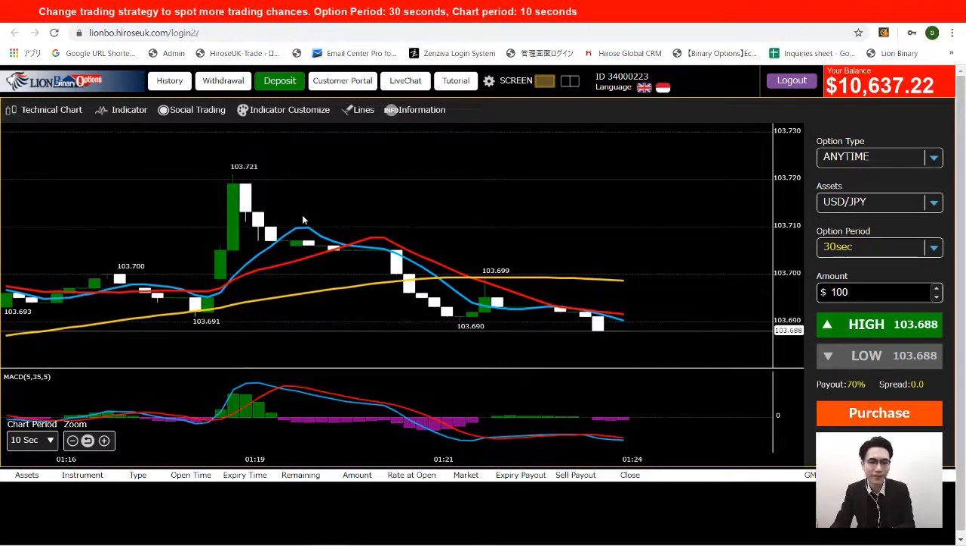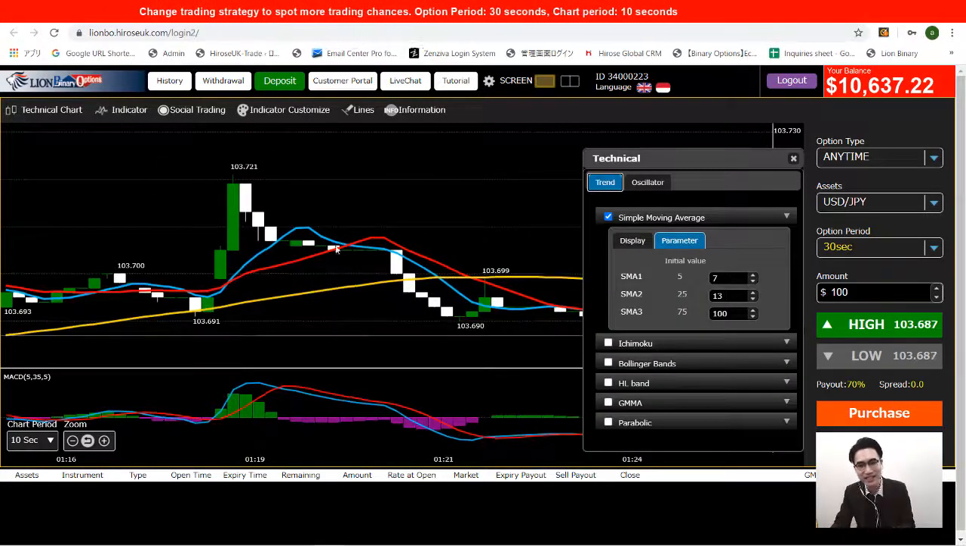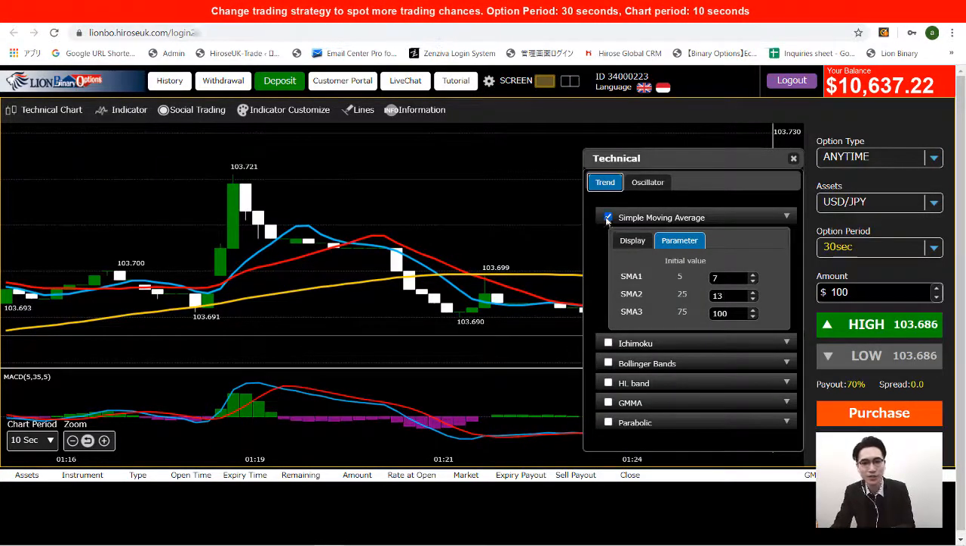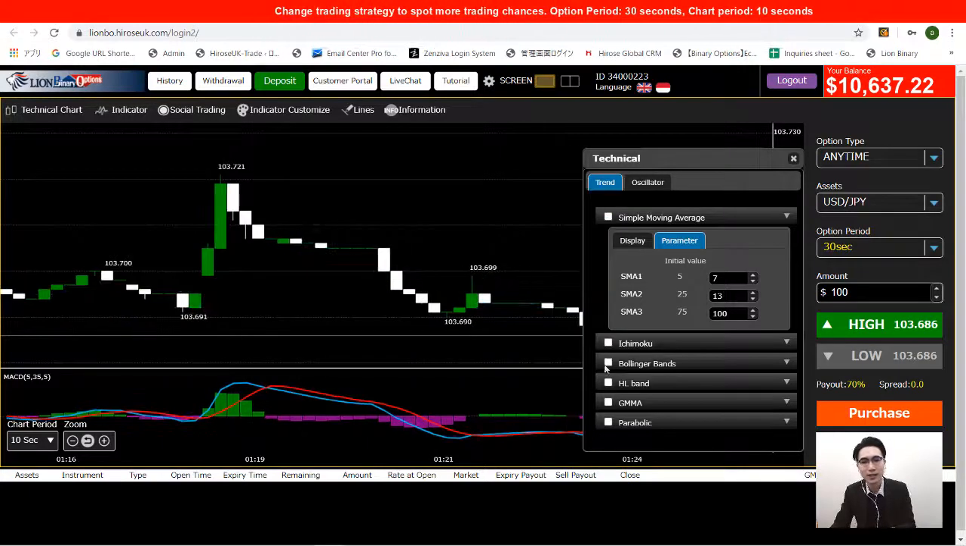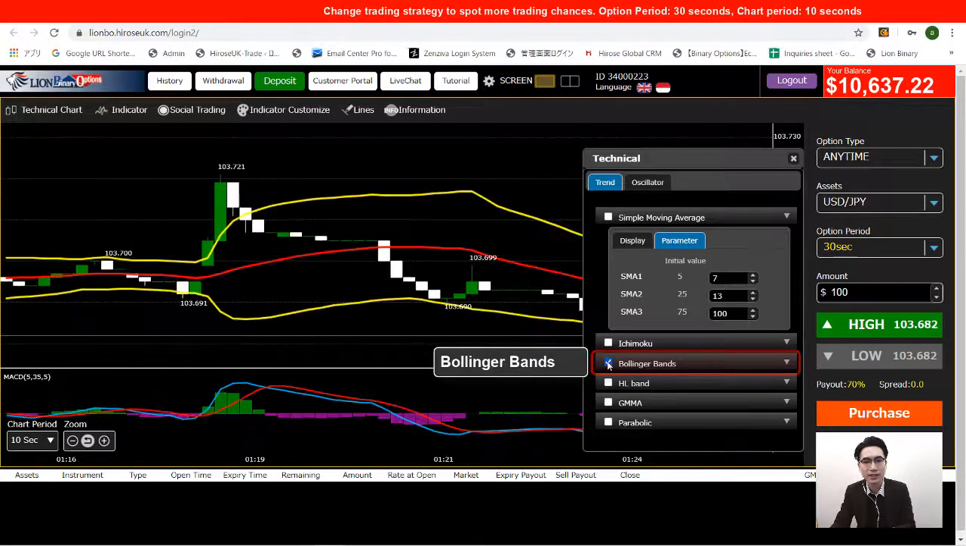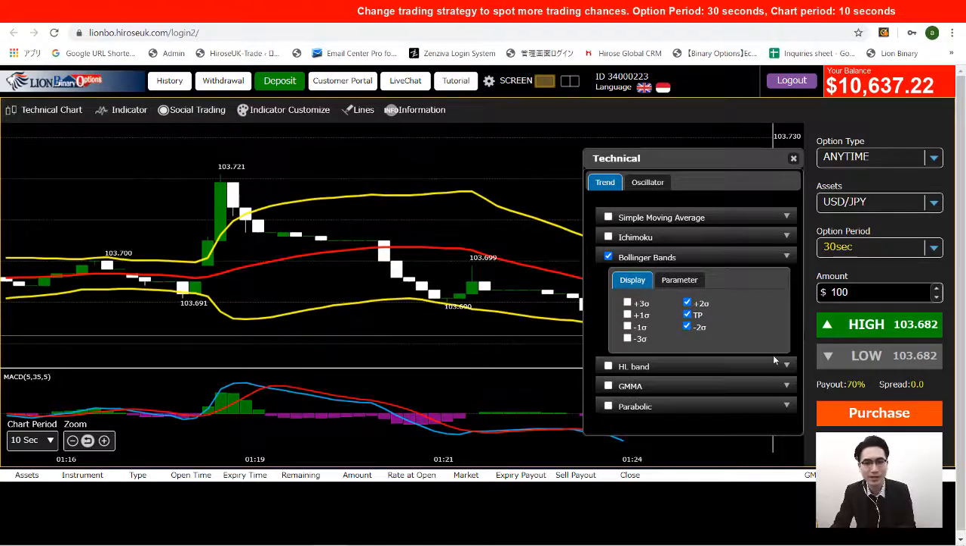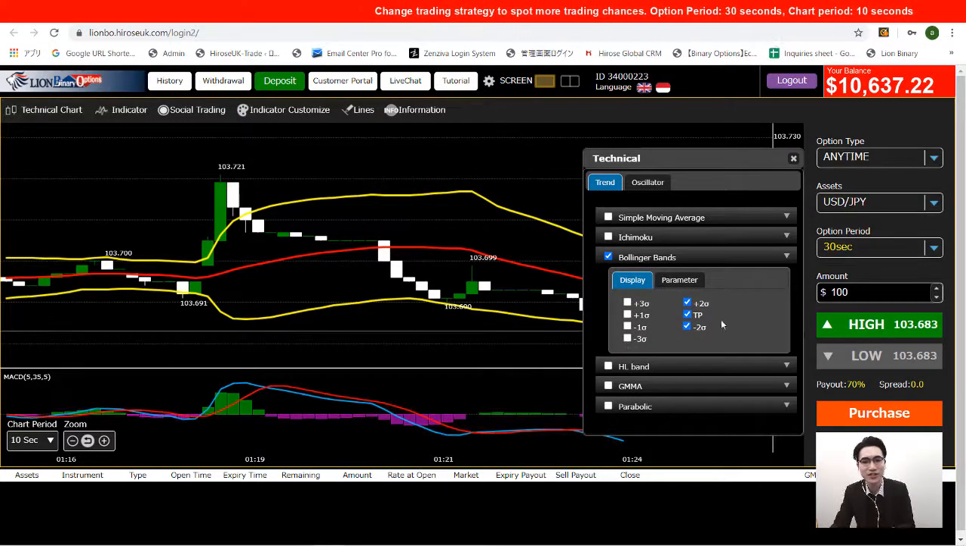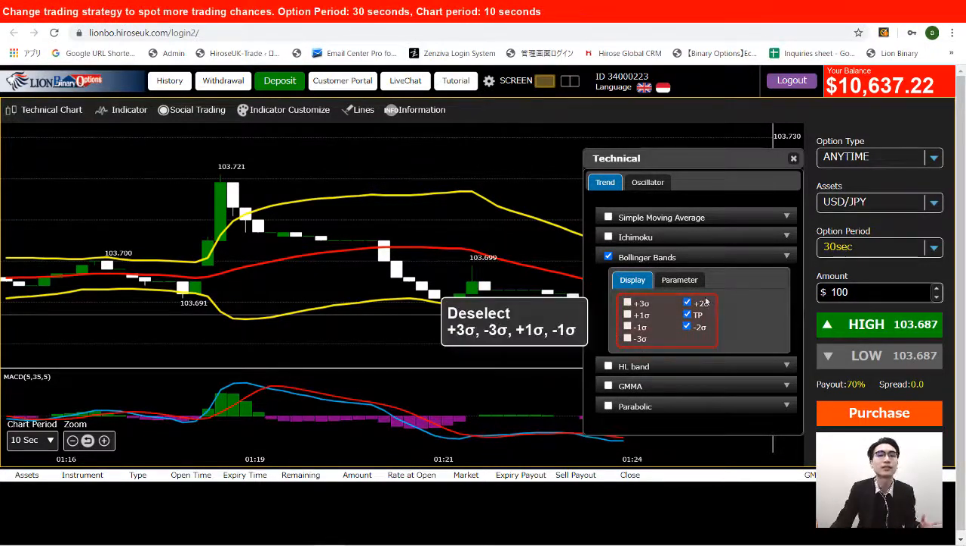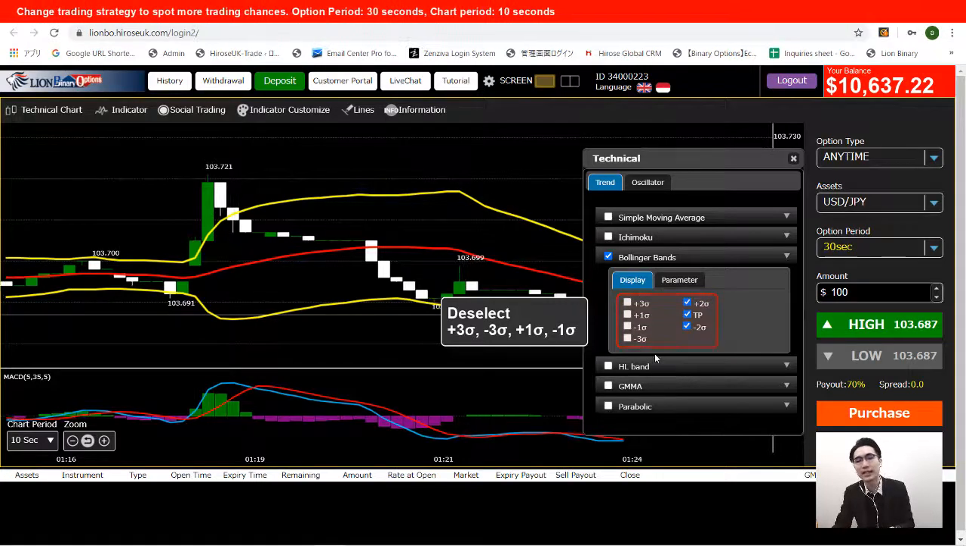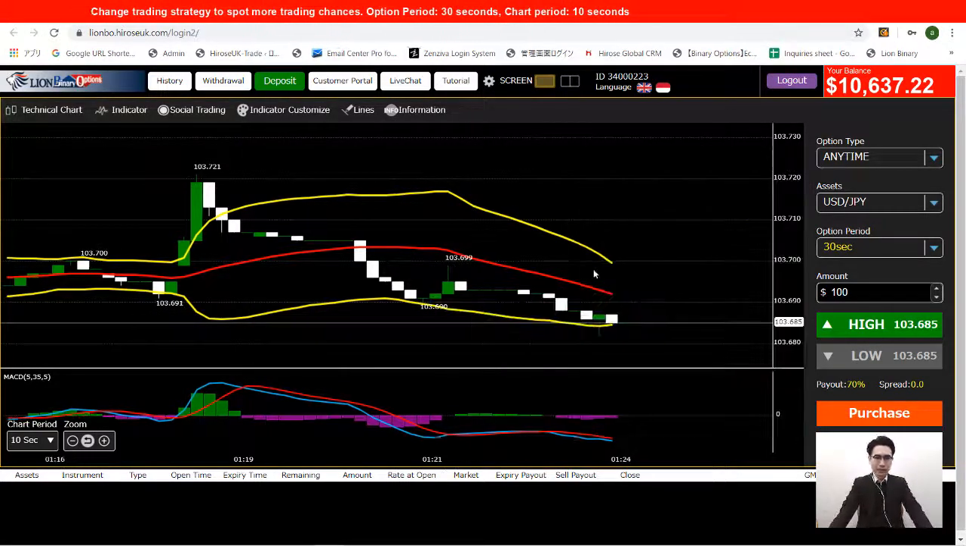So now I'm thinking that I will change the strategy again. I will use a range market trading strategy this time. So deselect the simple moving average and select the Bollinger Bands. That's my favorite range market trading strategy. Just deselect all the lines on the left and keep the one on the right, and then now we're all good to go. So yeah, close it.